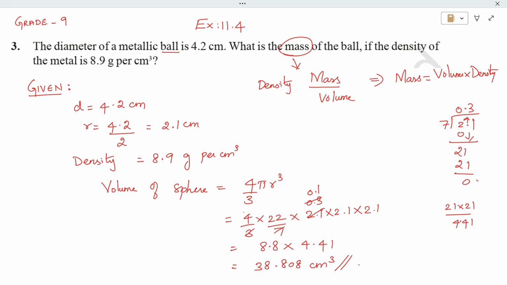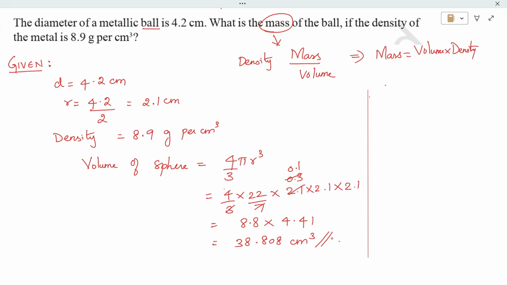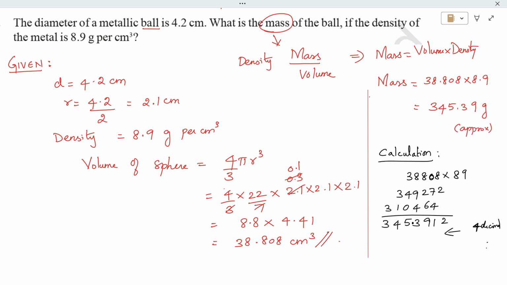So I have to multiply volume with density. So density is 8.9 gram per centimeter cube. So I have 38.808 centimeter cube as volume. So I have to find mass by multiplying volume 38.808 with 8.9. So the answer is going to be 345.39 approximately gram. Okay. So the calculation is shown here. You can check the calculation. So it is 345.39 gram.